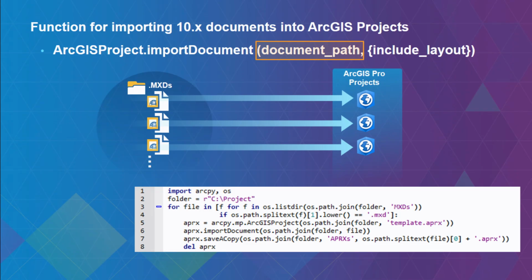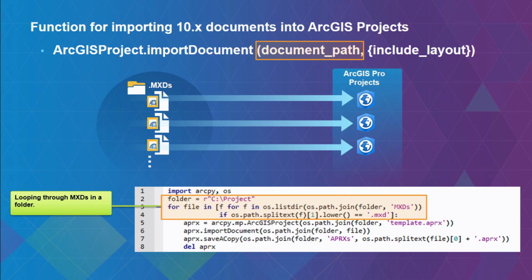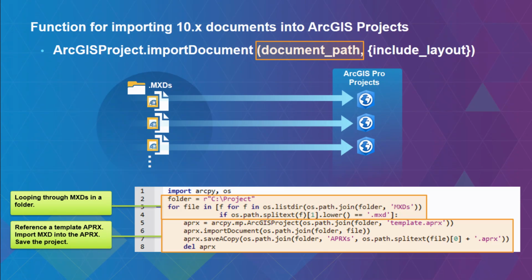So the diagram and the code on this slide here is demonstrating a workflow where you have a whole bunch of MXDs, and for each MXD, you want to import it into its own ArcGIS Pro project. So let's look at this code here. First off, I'll just use core Python to loop through all the MXDs in a folder. And then for each MXD, I'm going to reference a template project, and then I'm going to import the MXD into that template project and then save it out to its own file name.